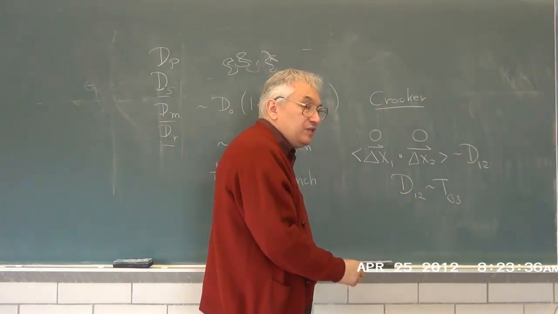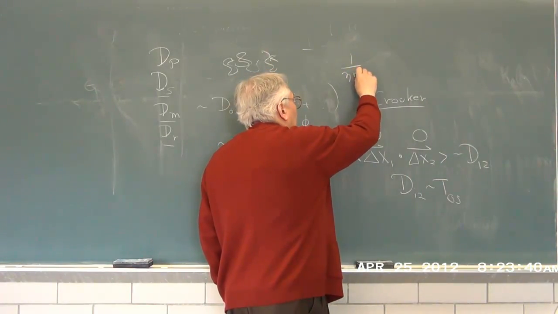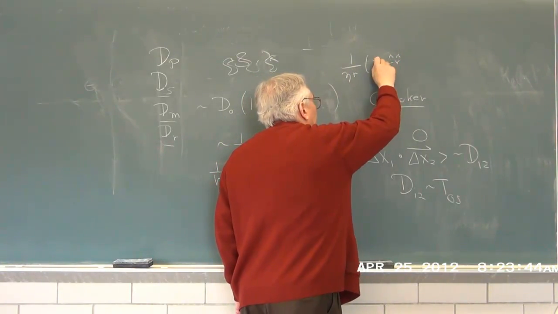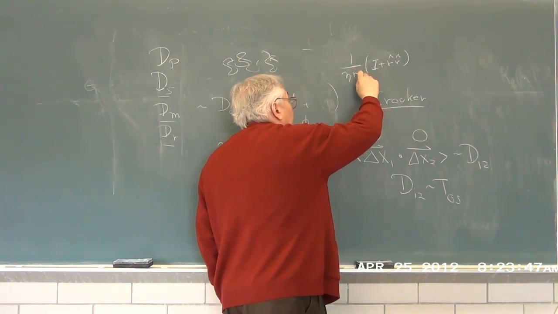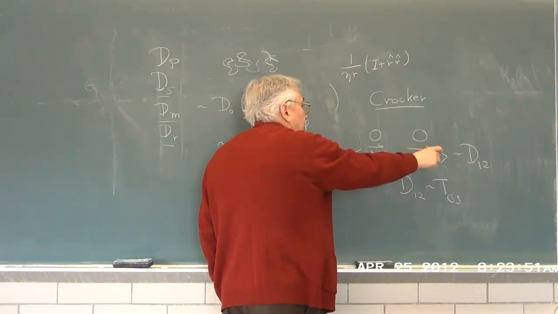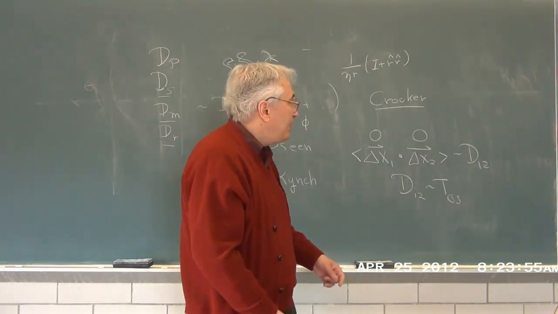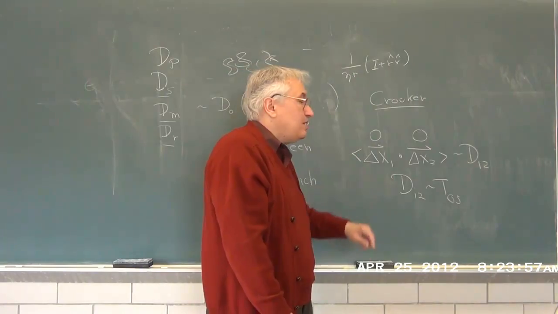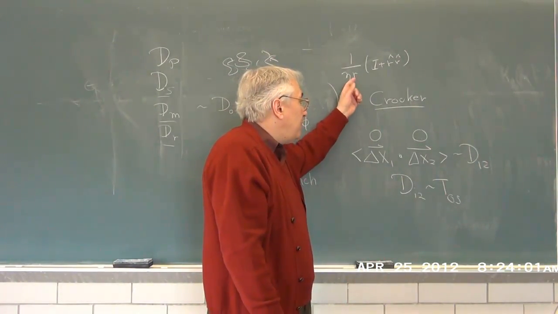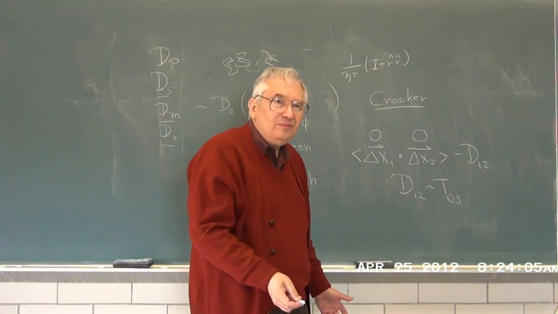And the Oseen tensor is actually 1 over eta r times I plus r hat r hat. I'm still leaving out some constants. You could infer a viscosity for the solution from the cross-diffusion tensor. However, if you're doing that, you're also incidentally saying the hydrodynamic interactions fall off as 1 over r.